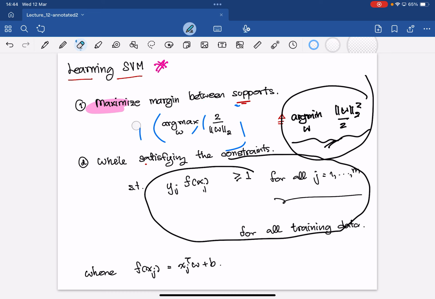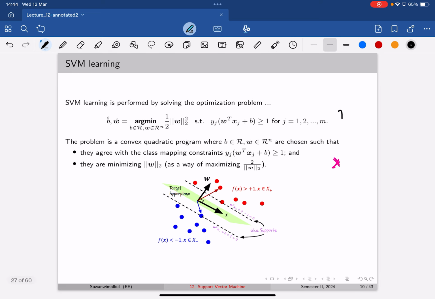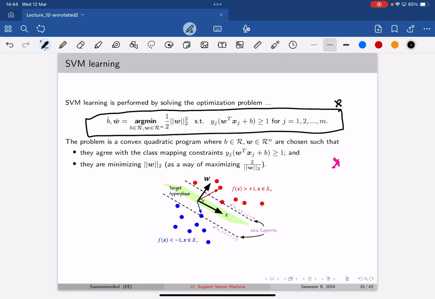Thing is, normally people would write it, we will use this notation to provide the formulation for SVM, which becomes our next slide here. And as I mentioned before, this SVM problem assumes that our data sample is linearly separable.